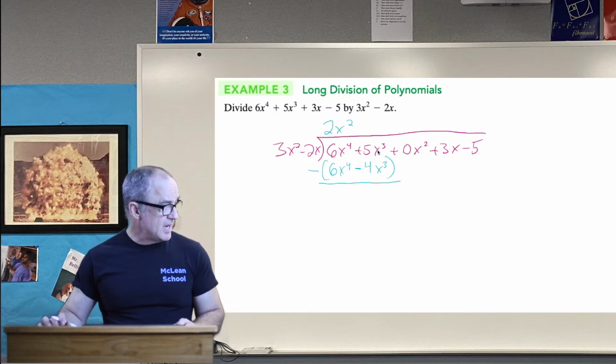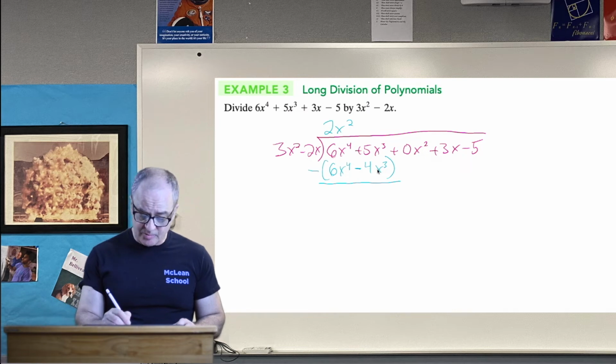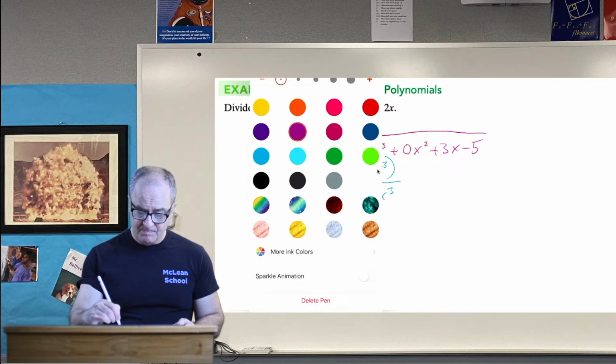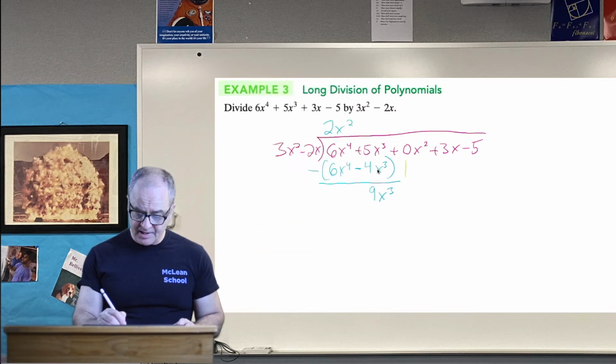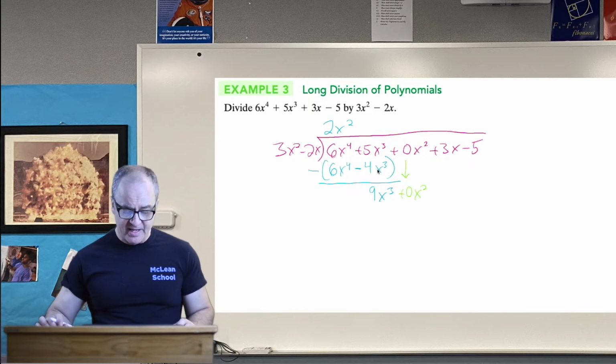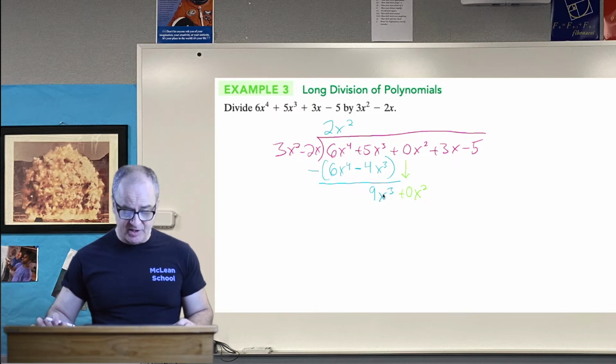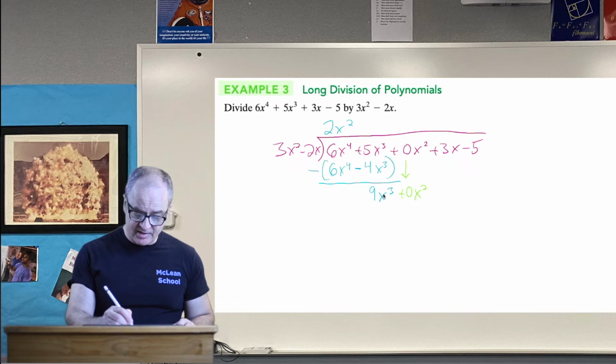5x cubed minus negative 4x cubed gives me positive 9x cubed. Okay, so now I'm going to bring down my 0x squared. Here's where that gets important. And now I'm going to ask myself, what would I multiply 3x squared by that would get me 9x cubed? And the answer is plus 3x.